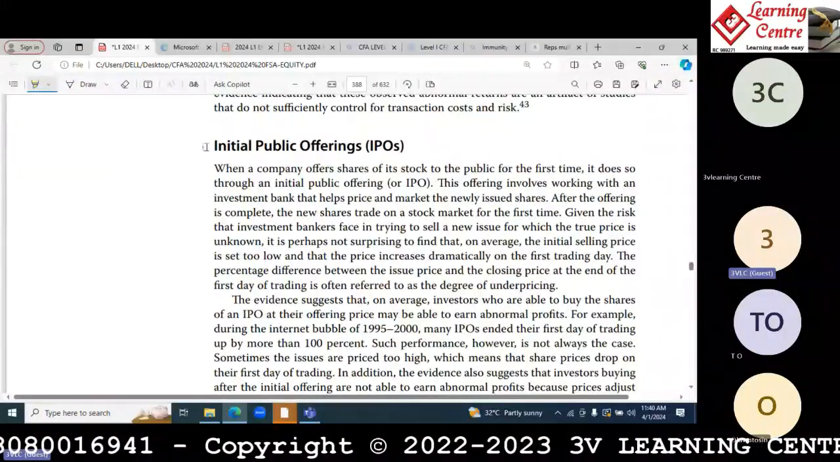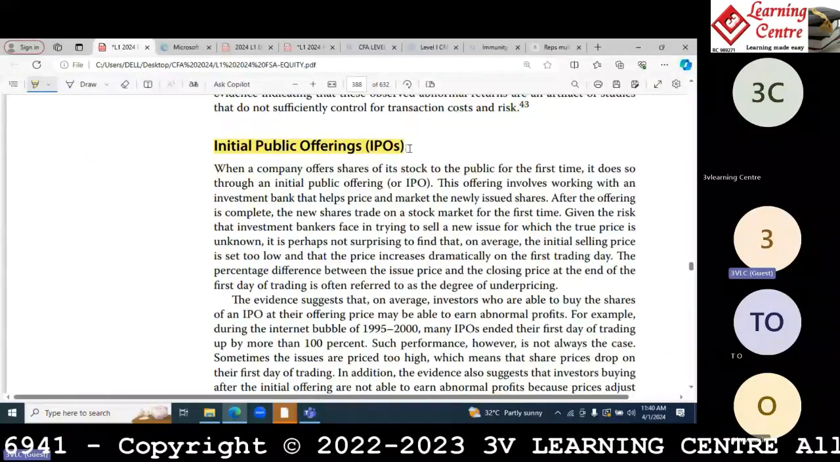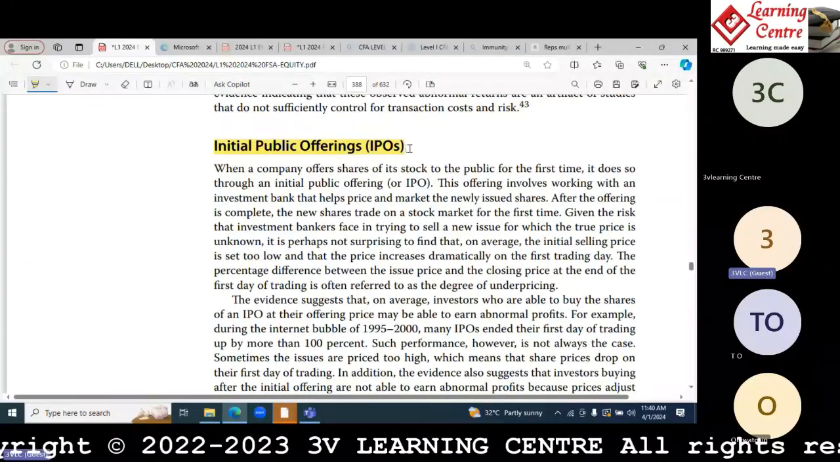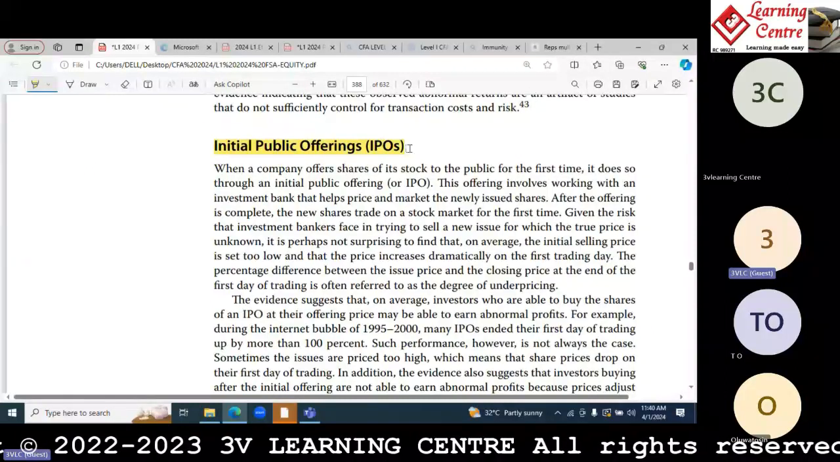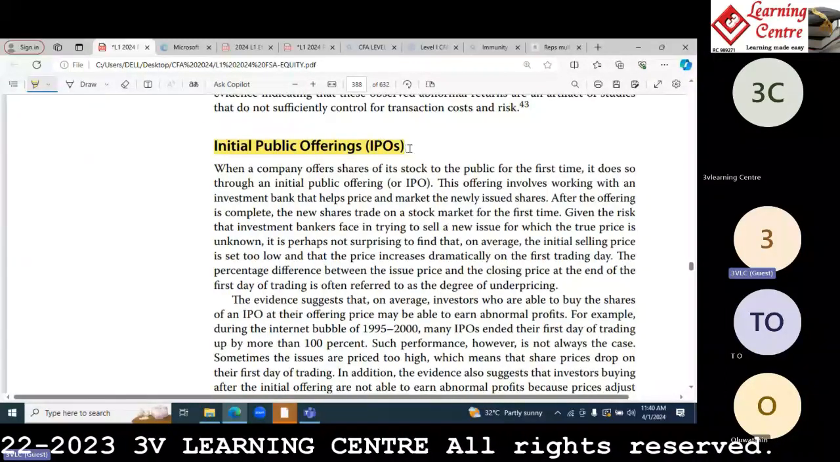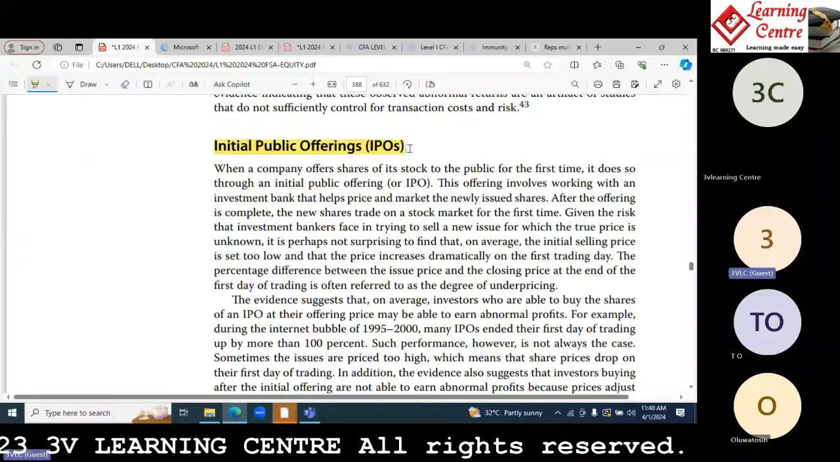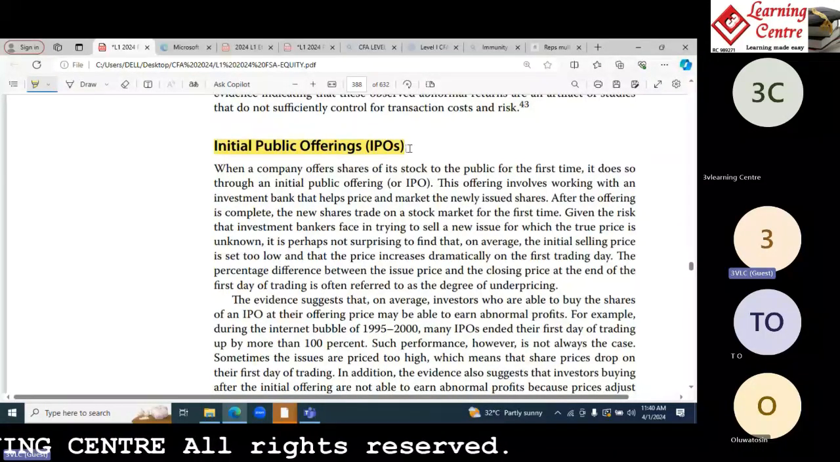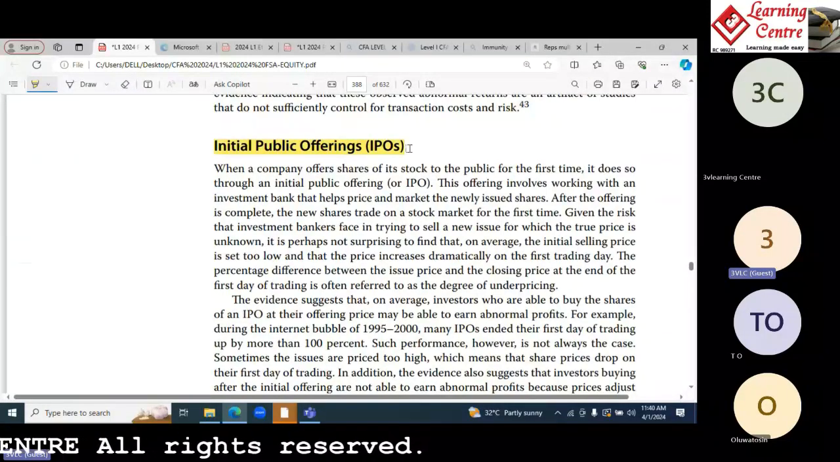Now, the initial public offer. I like this. I always call it the IPO profit, the IPO run. So when a company just got listed, you can check it out. Which company just got listed? Transpower. Go and check Transpower, you see the price of Transpower.